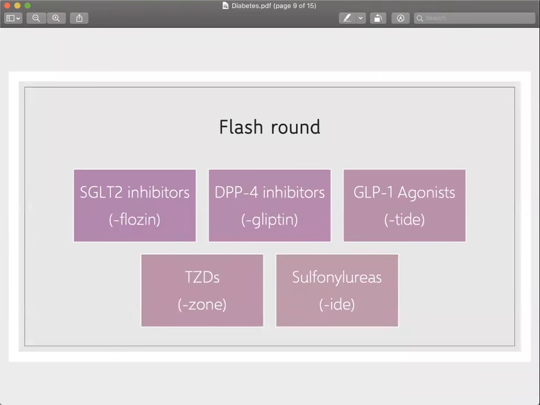Now what about all those other diabetes medications? We just went over everything for metformin, but with these meds, we're going to do more of a flash round and pull out the highlights. So let's see what you know.